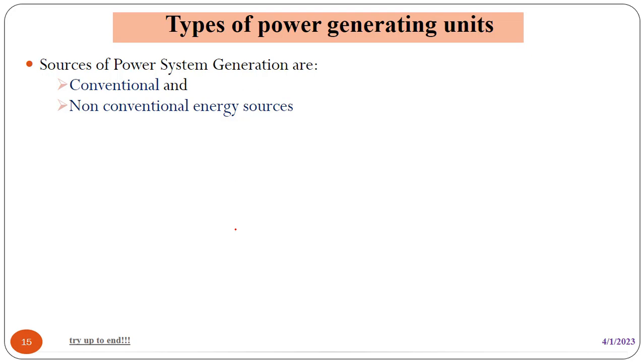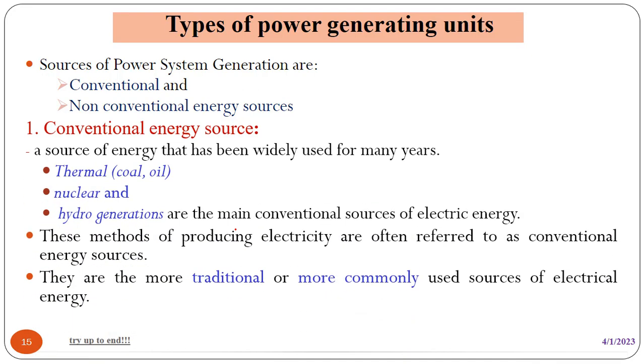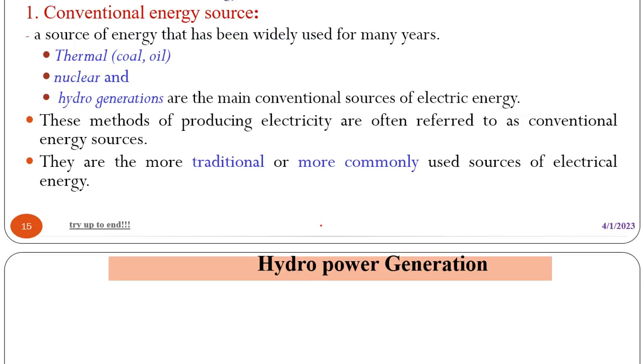So the sources of power system generation are classified as conventional and unconventional. Conventional energy sources are sources that are used mostly, a source of energy that has been widely used for years. Thermal, nuclear, and hydropower are the main conventional sources of energy. These methods of producing electricity are often referred to as conventional energy. They are the more traditional and more commonly used sources of energy.